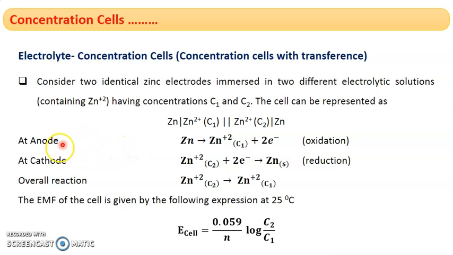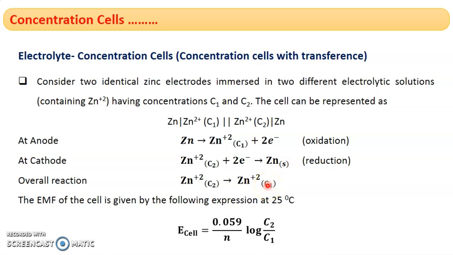Then the electrode reactions are, at the anode, Zn gives Zn plus 2 plus 2 electrons. So here at the left hand side electrode, Zn gives rise to Zn plus 2, which goes into C1 concentration, plus 2 electrons. And at the cathode, Zn plus 2 plus 2 electrons gives rise to Zn solid, which is a reduction reaction. Here, Zn plus 2 ions will be consumed from C2, and Zn plus 2 ions will be released into C1. So the overall reaction will be Zn plus 2 C2 gives rise to Zn plus 2 C1. I mean, Zn plus 2 C2 concentration will be decreased slowly, and Zn plus 2 C1 concentration will be increased slowly.